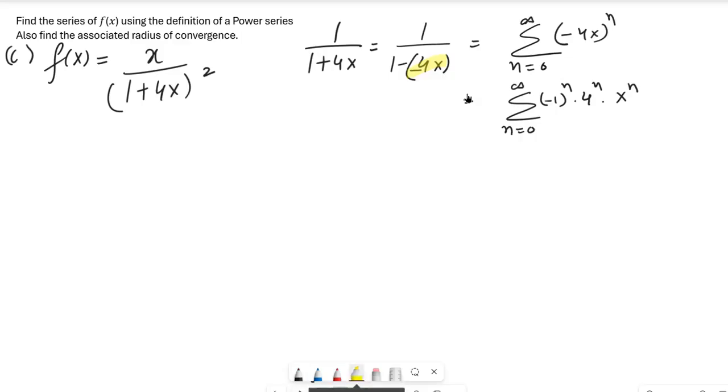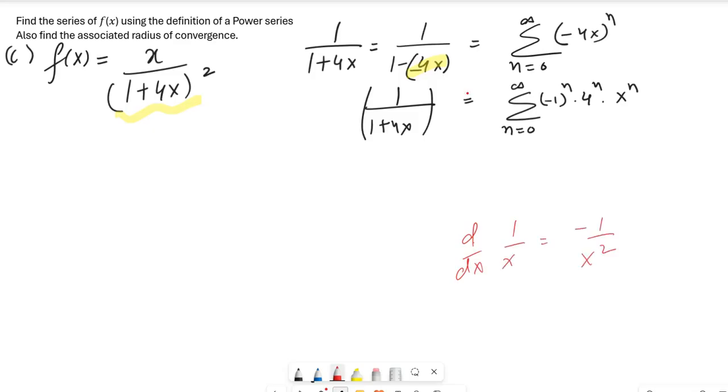Now, I want to have the square in the denominator, okay? We right now have only 1 by 1 plus 4x is equal to this function. We know a little bit that if we have, say, the derivative of 1 by x, that would be negative 1 by x square, right? So a method to make the denominator square without squaring it is to differentiate. So I'm going to use that strategy. I'm going to differentiate both sides.